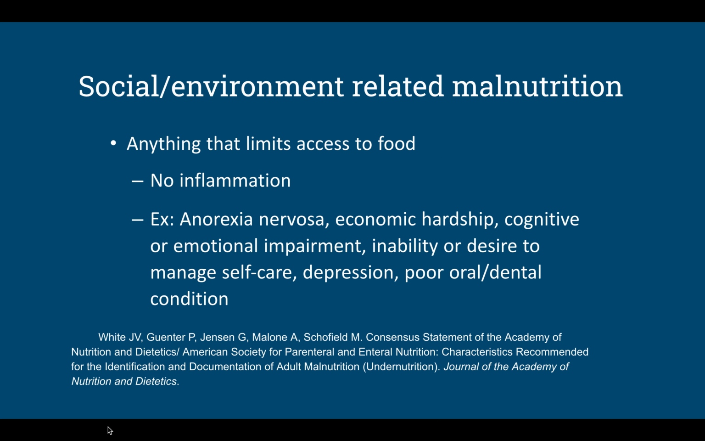Now, malnutrition that is related to social and environmental circumstances is anything that limits the access to food, or when the patient is just not going to eat. Again, as for example what happens with someone that has anorexia nervosa. There's no inflammation, and some of the things that you will find in the chart are economic hardship, maybe a cognitive or emotional impairment, an inability or lack of desire to manage self-care, and this happens a lot to older adults.